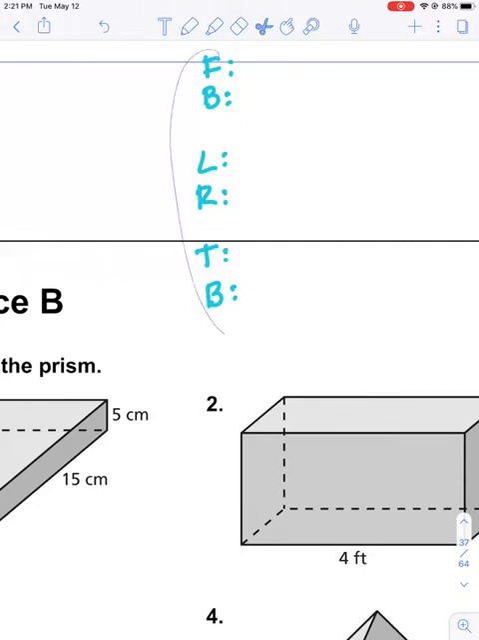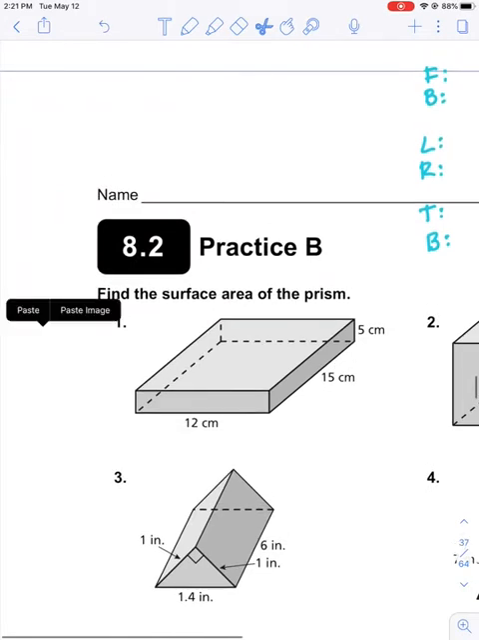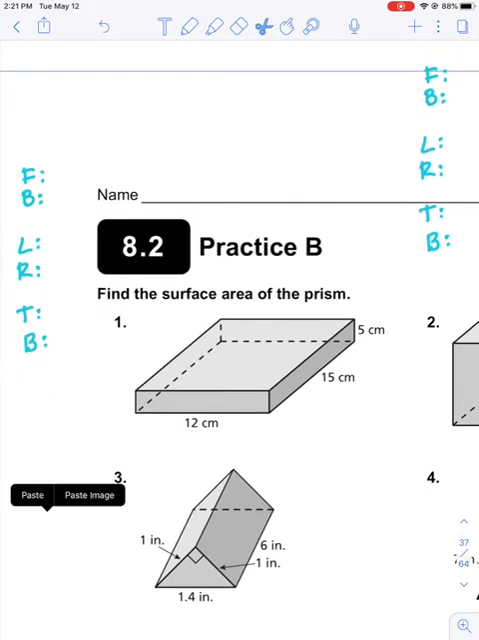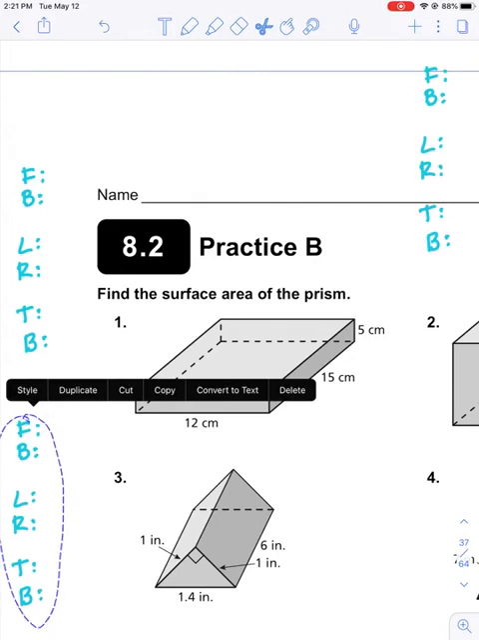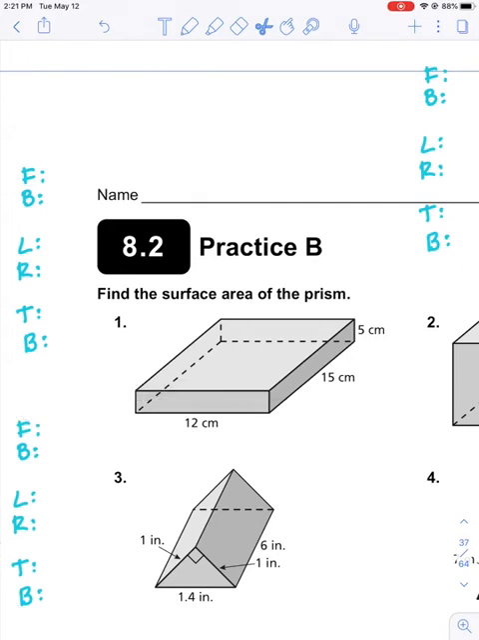So, I'm going to copy that. And in the video, I'm going to be showing problems 1 and 3. So I'm going to put it by both of those problems. You could set up your whole page and put that on all of your problems.